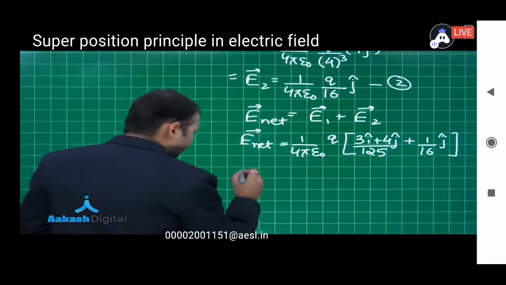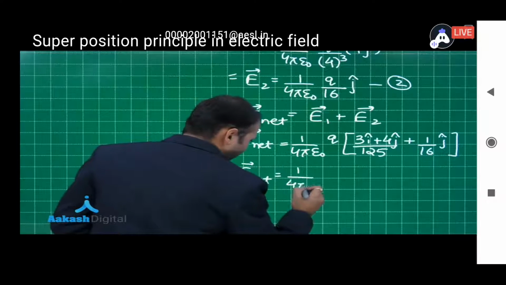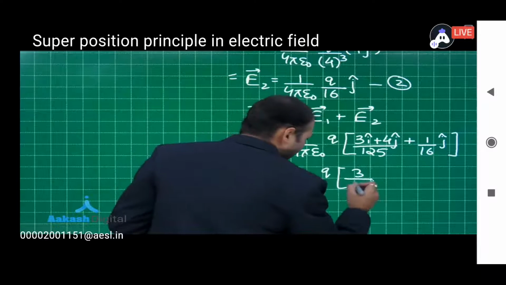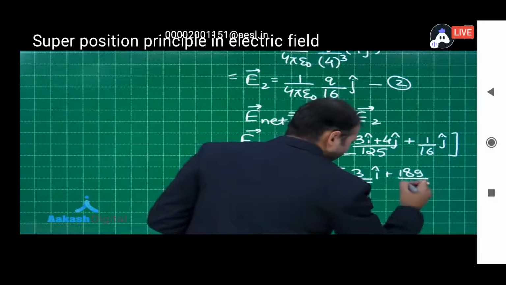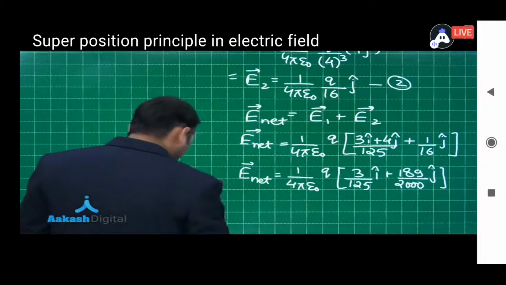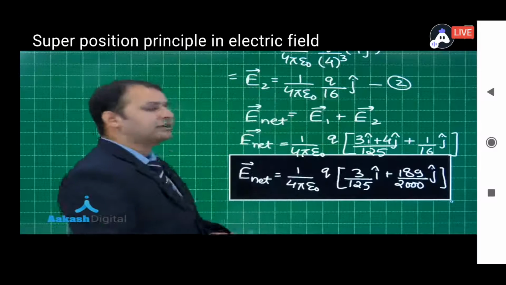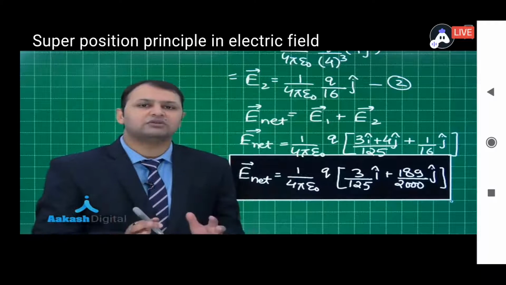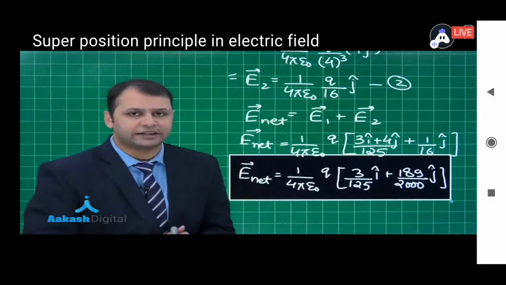Now, if you want to simplify the representation, you can write E net is equal to 1 upon 4 pi epsilon naught Q, that will be common. What we can write is 3 upon 125 i cap plus 189 upon 2000 j cap. This is the net electric field I am talking about, and I hope you have understood this very clearly. So a simple application of identifying the value of electric field strength there due to the two charges, and thus simply adding them.